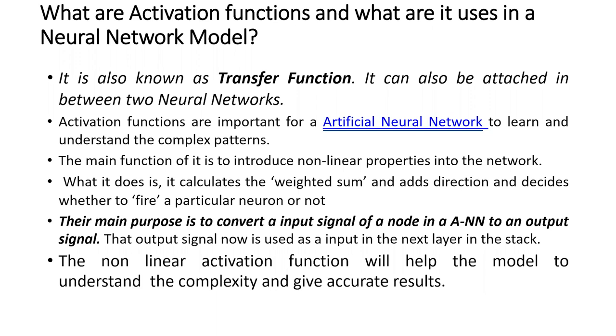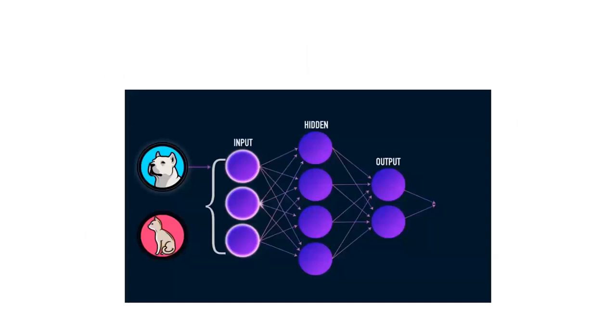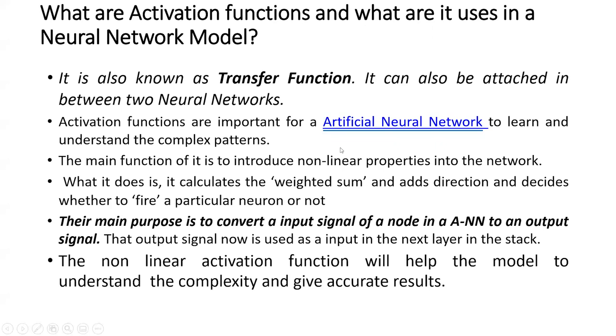Now their main purpose is to convert the input signal of a node in an artificial neural network to an output signal, right? So the input layer goes on to the neural networks or hidden layers or the activation functions, and an output signal comes out, and that output signal is now used as an input in the next layer in the stack. So this is how it moves on from one layer to the other layer, right? As I said, there are many hidden layers inside this hidden layer. Okay, and we'll come to that again.